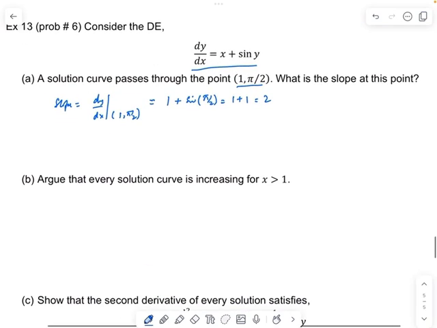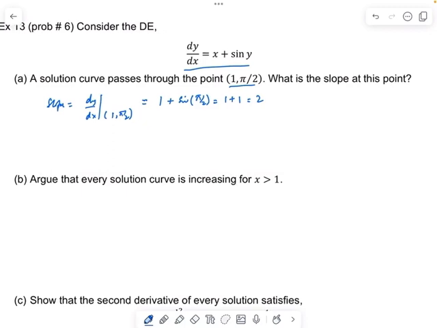Then part B is saying, argue that every solution curve is increasing for x greater than 1. So it means when x is greater than 1, no matter which solution curve we are looking at, it will be an increasing function. Which means for x less than 1, we are not sure. It could be decreasing, it could be constant, it could be increasing, but definitely for x greater than 1, they will be increasing.